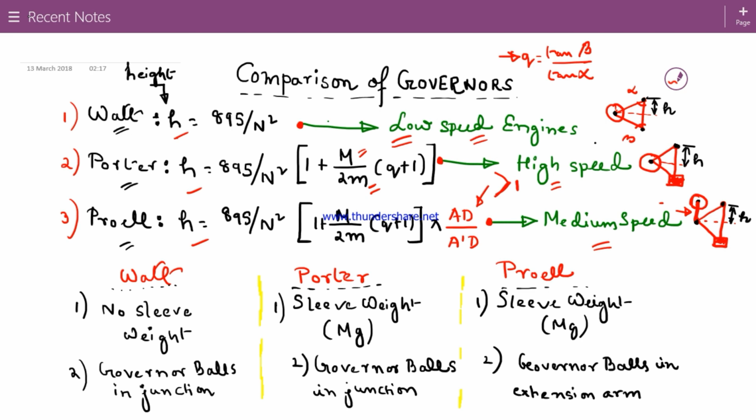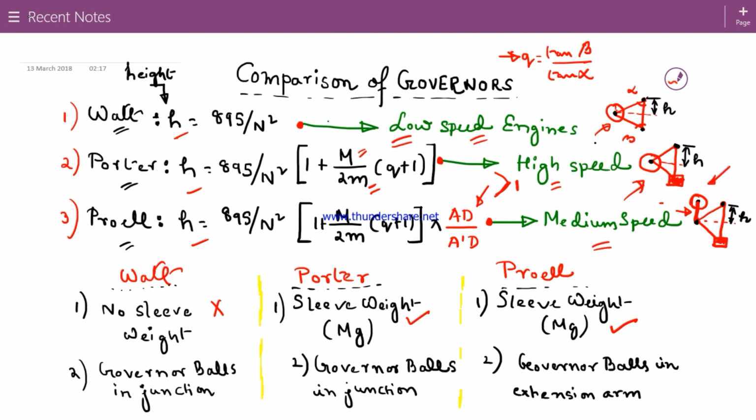So in short, it is just the development from the watt governor. All three are pendulum type governors, but in the watt governor there is no sleeve weight. In Porter there is sleeve weight capital Mg by 2, and in Proell also capital Mg by 2. In the watt and the Porter governor, the balls are at the junctions, as you can see. But in the case of the Proell governor, the balls are on the extension of the arm.